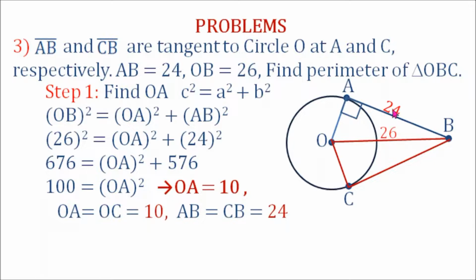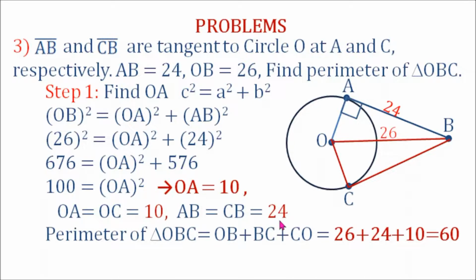And side AB equals side CB. So since side AB equals 24, side CB is also equal to 24. Now, to find the perimeter, we will just add all the sides up. So that's 26 plus 24 plus 10. So that's equal to 60.